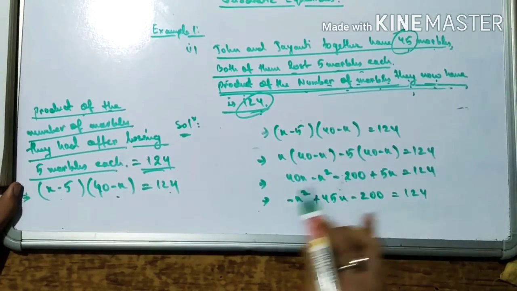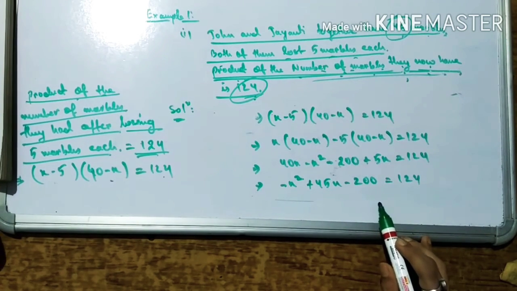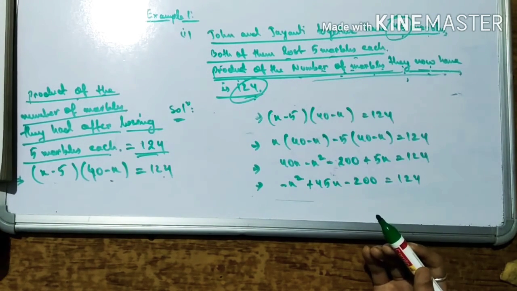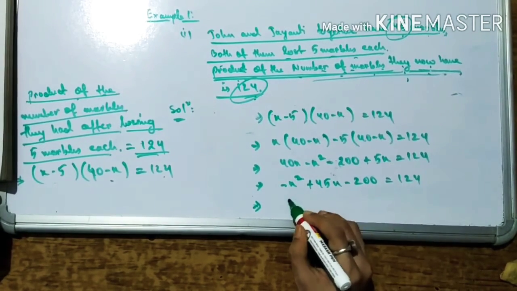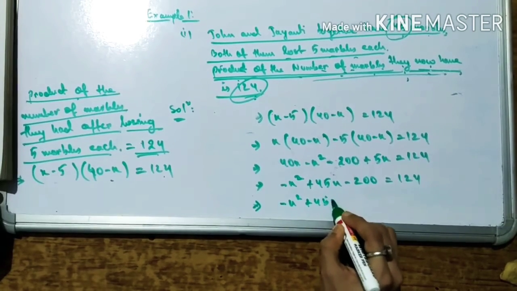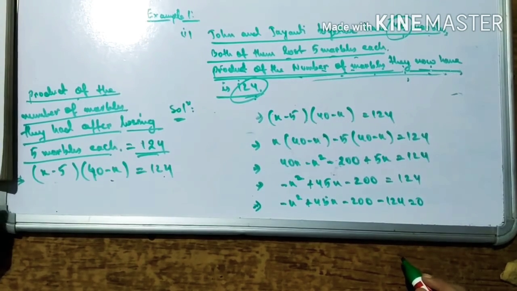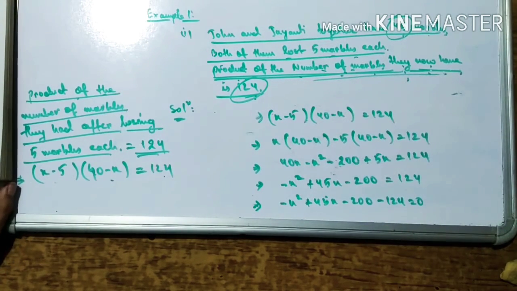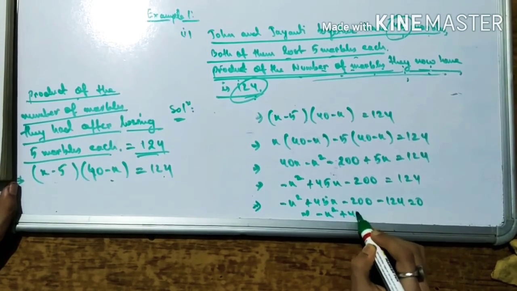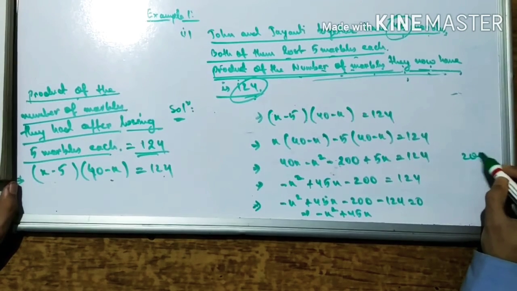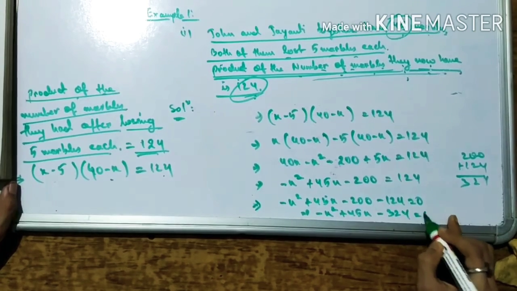Now this whole thing is an equation I am getting here. This whole equation I will try to bring into the standard form of a quadratic equation. In order to do that, I will bring this one to the left hand side. Minus x square plus 45x minus 200 minus 124 is equals to 0. So ultimately, if I solve it, I will get minus x square plus 45x, and 200 plus 124 is 324, minus 324 is equals to 0.